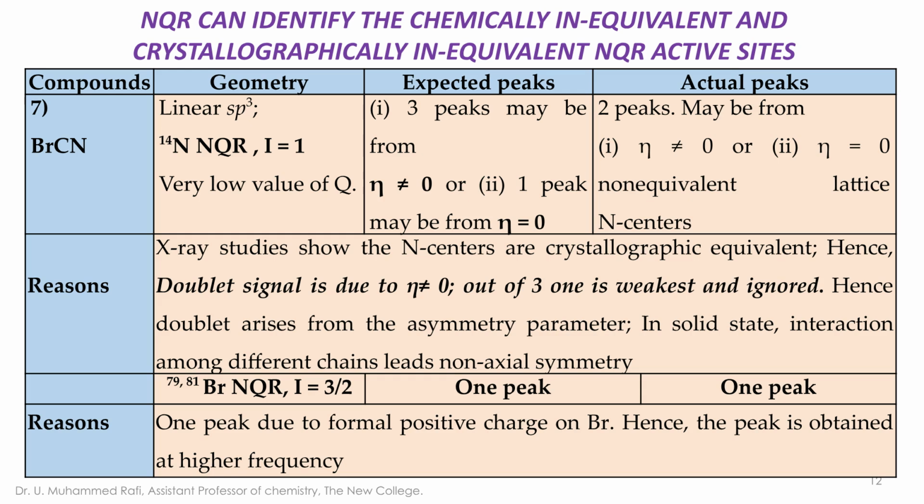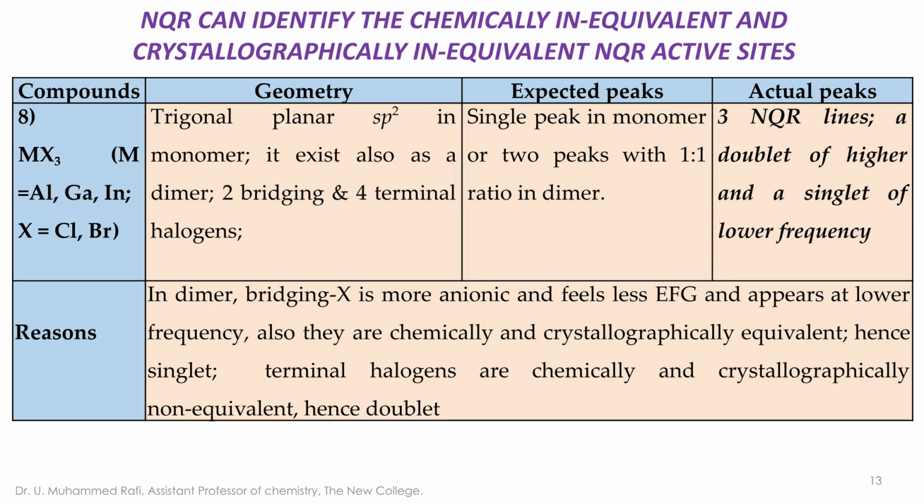The bridge NQR spectrum shows 1 peak at a higher frequency due to the formal positive charge on the bridge. MX3 compounds exist as a dimer with bridging and terminal halogens. The NQR spectrum shows a doublet and a singlet. In the dimer, bridging X is more anionic, feels less EFG, and appears at lower frequency. Also, they are chemically and crystallographically equivalent, hence singlet. Terminal halogens are chemically and crystallographically non-equivalent, hence doublet.